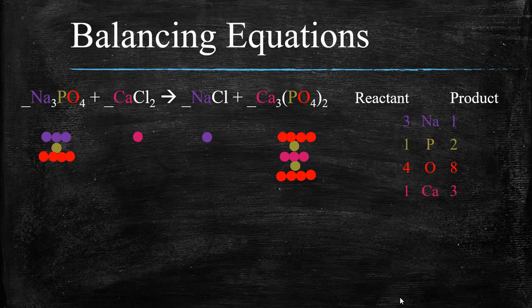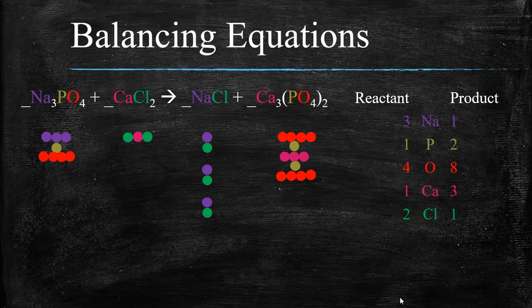And for the chloride, we have 2 on the reactant side and 1 on the product side. So looking at this, nothing is balanced. So you pick an element and you start balancing. I'm going to start balancing the sodiums.